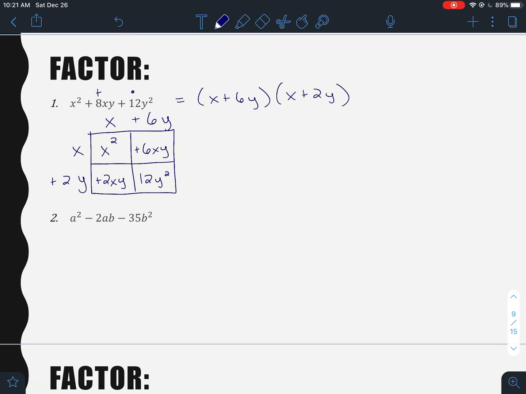All right, why don't you pause the video and try number 2, a squared minus 2ab minus 35b squared. Try and factor that one.